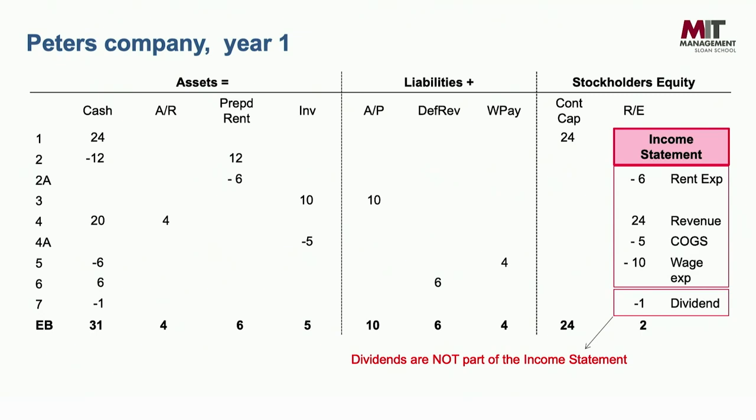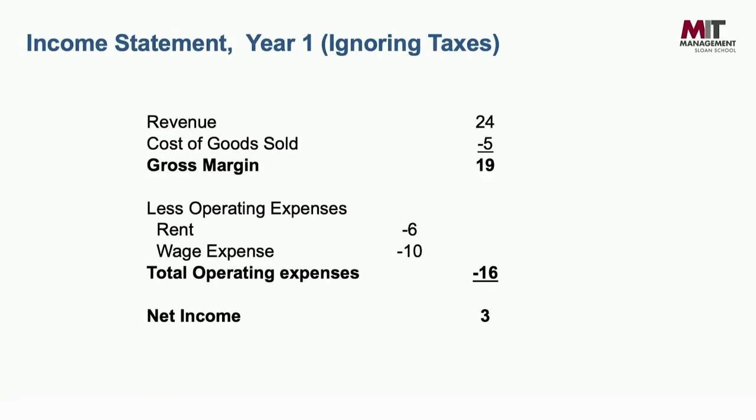So remember, we had some rent expense, we had some revenue, we had that cost of goods sold, we had the wage expense. So the way an income statement would look using this information is we got revenue on the top, then cost of goods sold goes below that, and gross margin, which is just a term that means revenue minus cost of goods sold. And then we have our operating expenses, which are rent and wage expense, and then subtracting those off of gross margin gives us our net income, which is $3,000 for the first year.